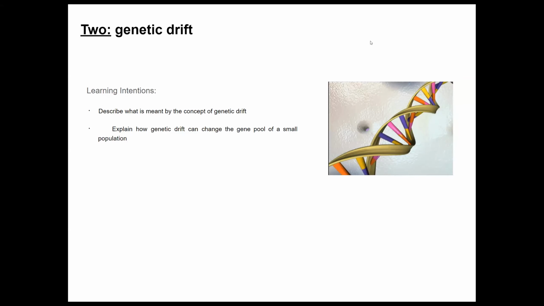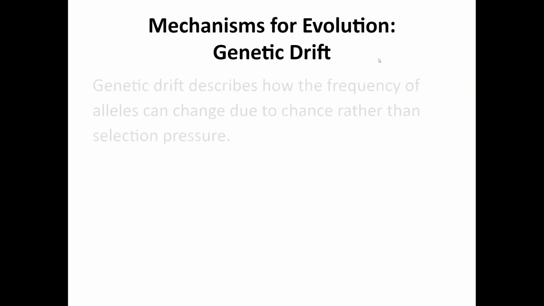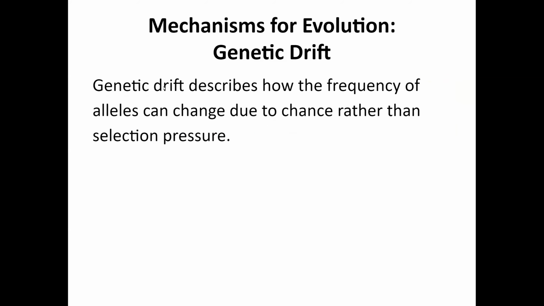In this last video, we will look at mechanisms for evolution, the second part, and we'll look at genetic drift, the founder effect, and the bottleneck effect. Okay, so genetic drift is basically a term to look at how the frequency of alleles change due to chances that are not just selection pressures.